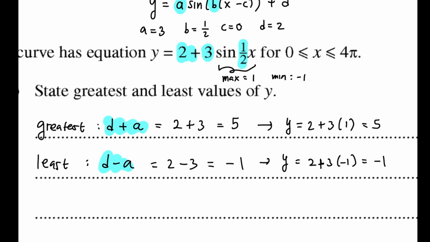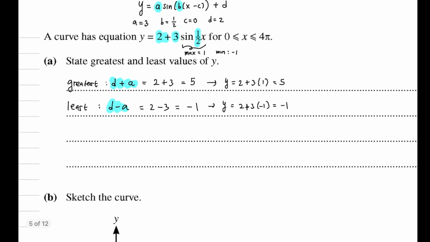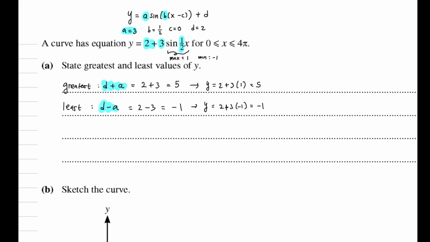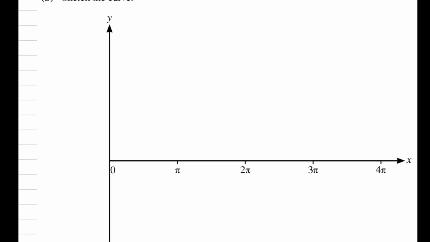Same thing. Now, let's sketch the curve. We already know that the a value is 3, which means that it is the amplitude. But to draw the sine function, we have to start from the principal axis, which is d equals 2. So the principal axis is like the middle part of the graph. So let me draw the value first.